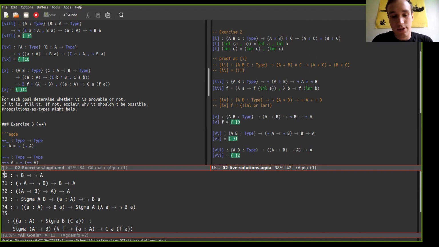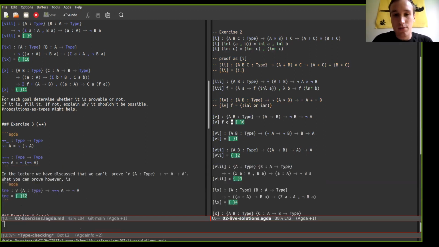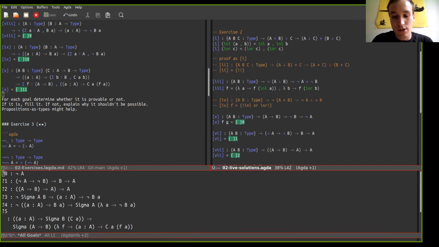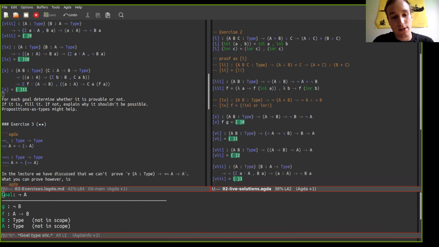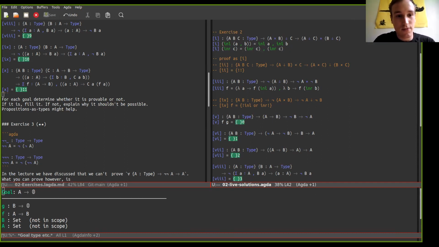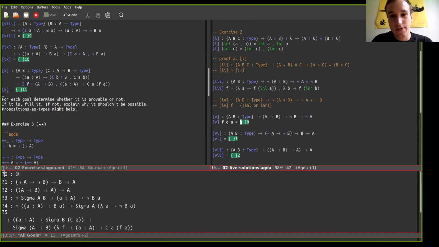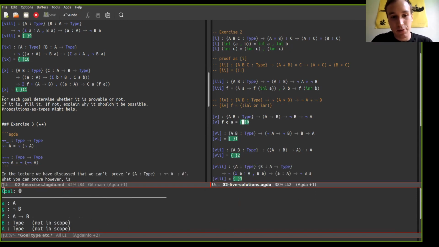Then we can give it something G. So G is a function that takes something of type B and gives something of the empty type. So this is not B. And we have to give it a not A, but not A is a function type. So we can give it one more argument, A, and we have to produce something of the empty type.